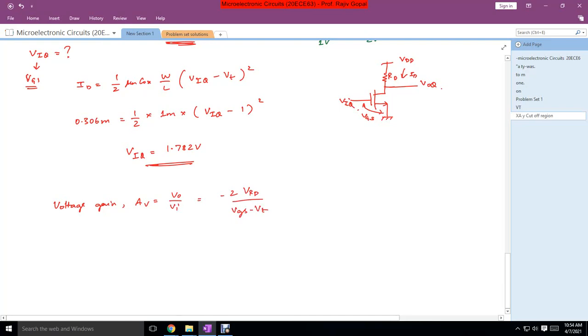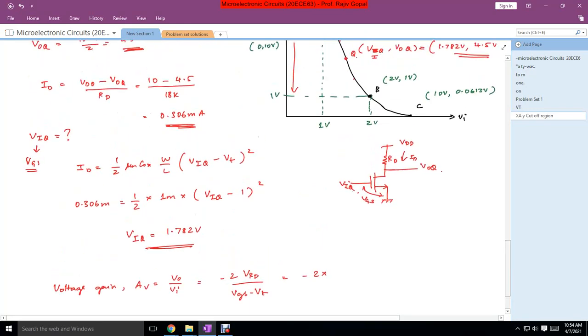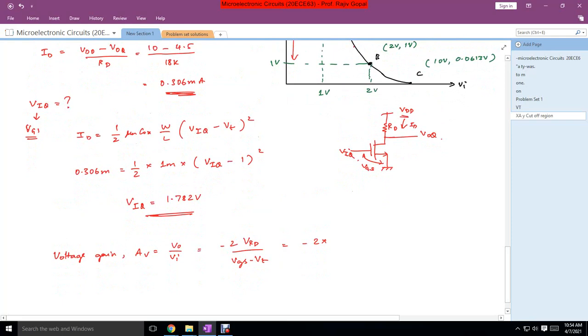VRD is the voltage drop across RD, VGS minus VT is the overdrive voltage. So minus 2 into what would be VRD? Okay, VRD would be VDD minus VOQ. So it is actually VDD minus VOQ.